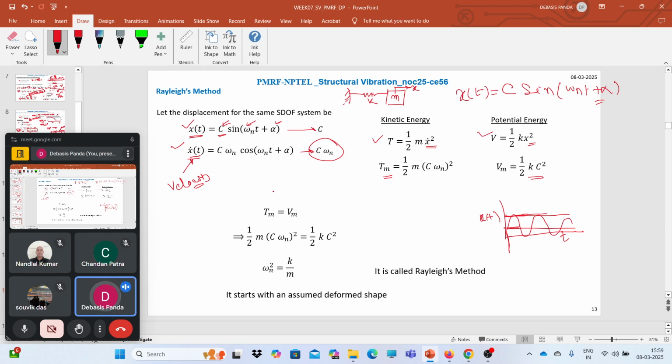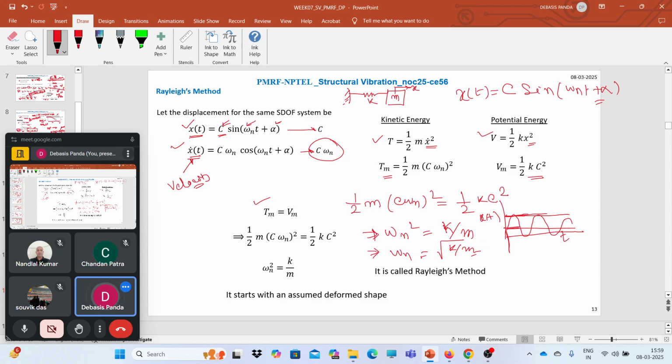Now if we equate the maximum kinetic energy to the maximum potential energy, what we will get? Look, half m c omega n square comes as half k c square. From here, if we simplify this equation, omega n square is equal to nothing but k by m, and omega n is nothing but under root of k by m.